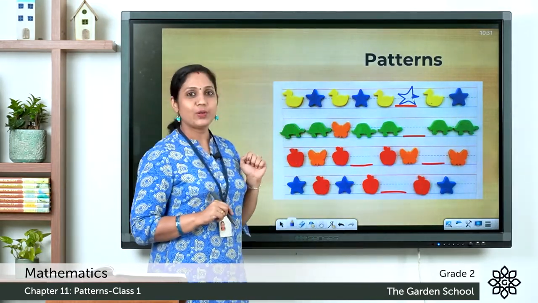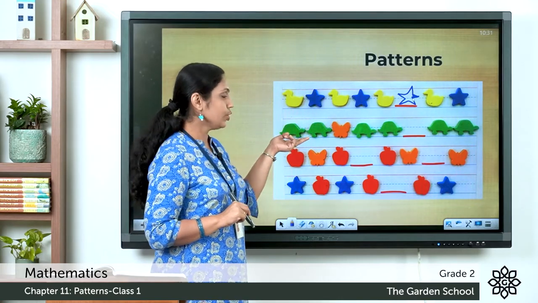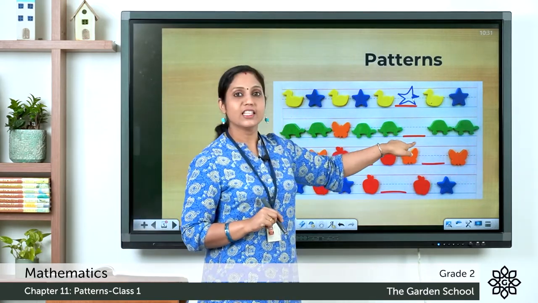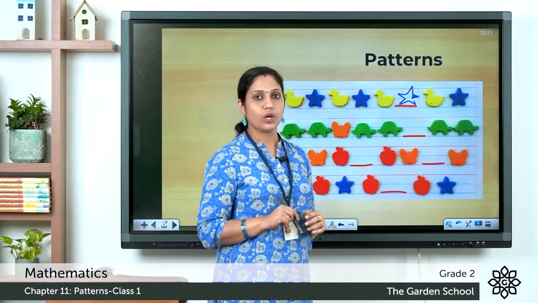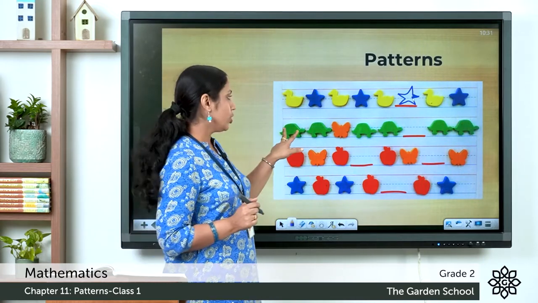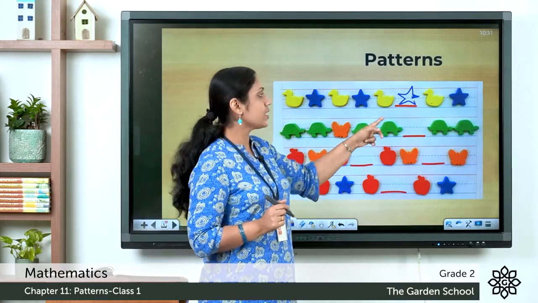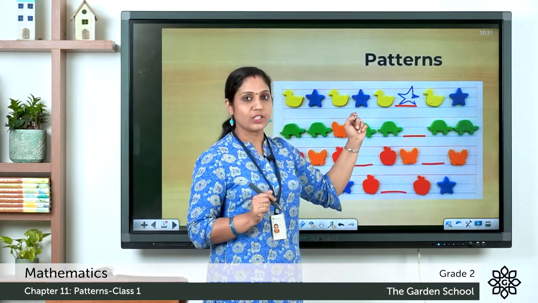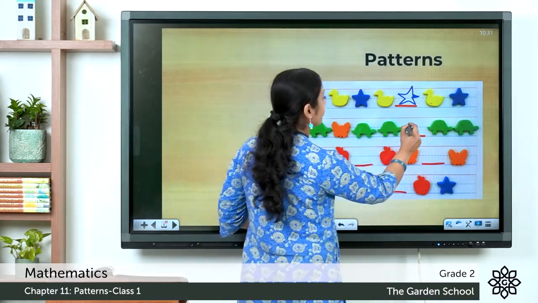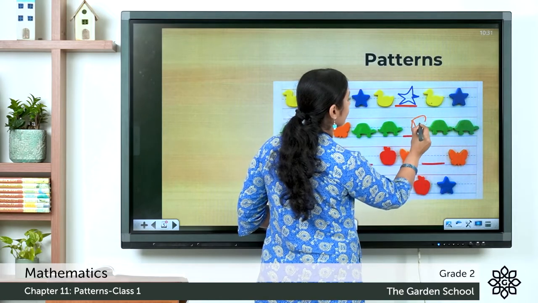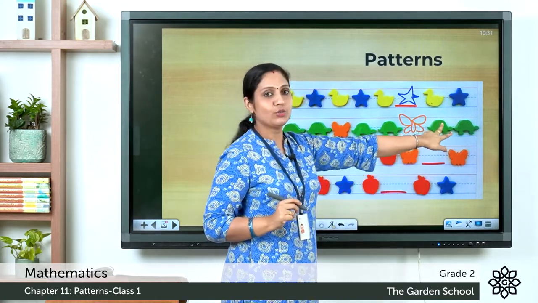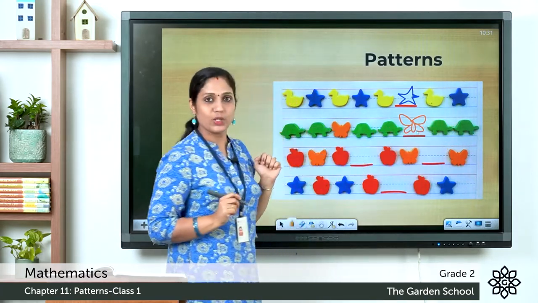Now let's look at the second one. Here you can see two tortoise, one butterfly. Two tortoise, and again it's missing, and you can see again two tortoise. Now we have to fill here in the missing place. So which one has to come? Tortoise, butterfly. Tortoise here, butterfly has to come. So we will fill here by drawing a butterfly. And again after the butterfly, two tortoise. Now you can say that this sequence is complete.